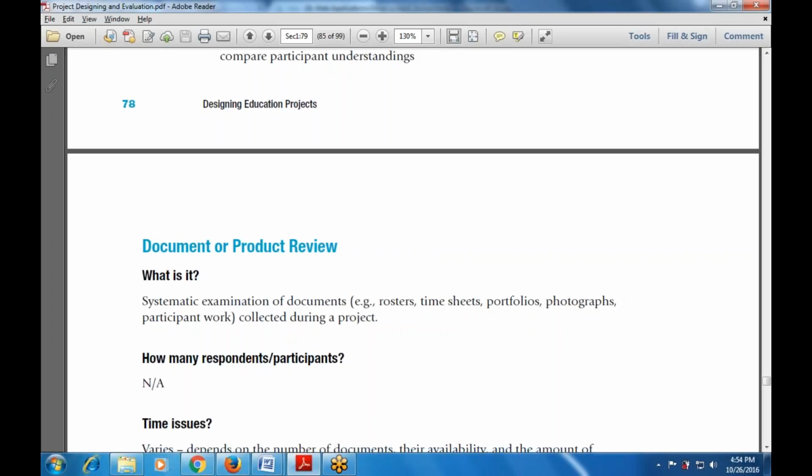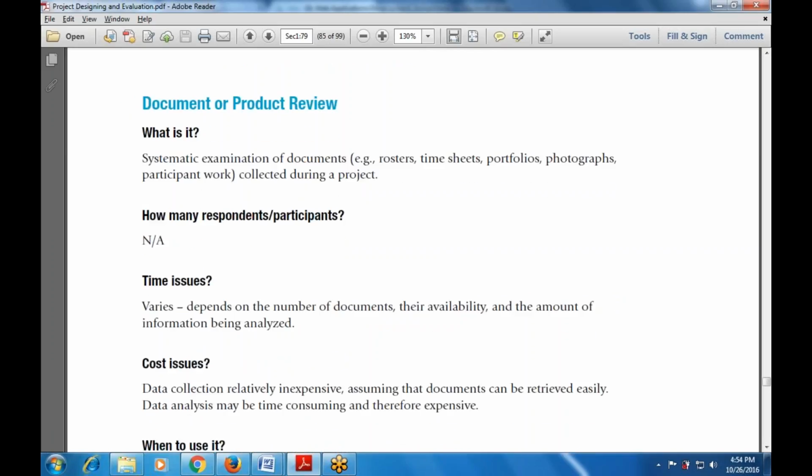Now, how many respondents or participants are used in the document or product review? How many respondents? That is not applicable, because everything is in written form, everything is in the documentation, so there is no respondent, there is no participant that is used over here.